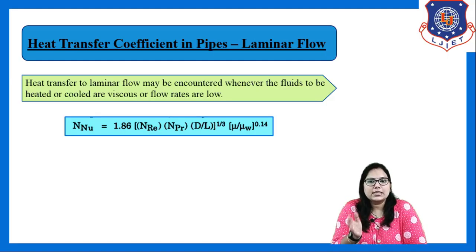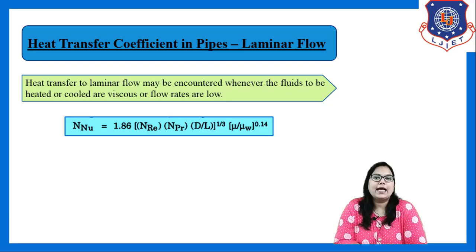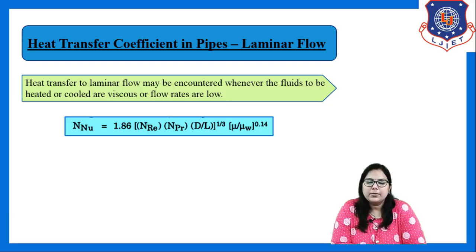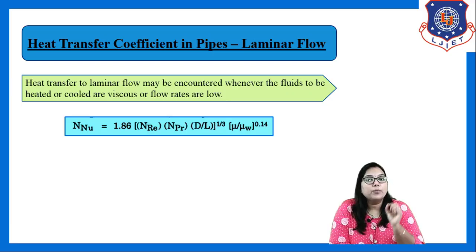Here Nu is Nusselt number, NRe is Reynolds number, NPr is Prandtl number, D is the diameter of the pipe, L is the length of the pipe, and in another bracket we have written mu by mu W. Mu is the viscosity of the bulk fluid, and mu W is the viscosity at wall temperature. Again I am repeating, mu is the viscosity at bulk fluid temperature and mu W is the viscosity at wall temperature. Both these data are given whenever we solve the numericals.